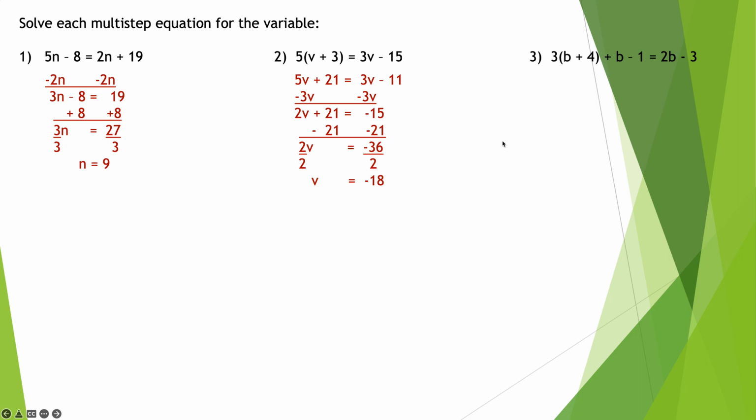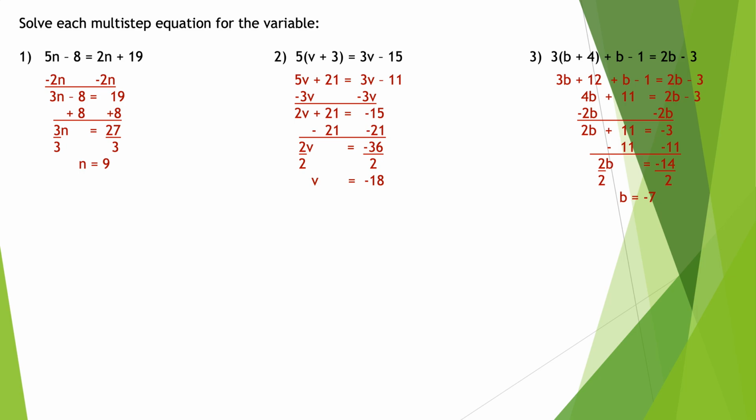Next up, distribute the 3. 3b plus 12 plus b minus 1 is 2b minus 3. Let's combine like terms. Get all those b's together. That's 4b, and I'll get the numbers together while I'm at it. Plus 11 is 2b minus 3. Subtracting 2b, 2b plus 11 is negative 3. Subtracting 11, 2b is negative 14. Dividing, and I get negative 7.